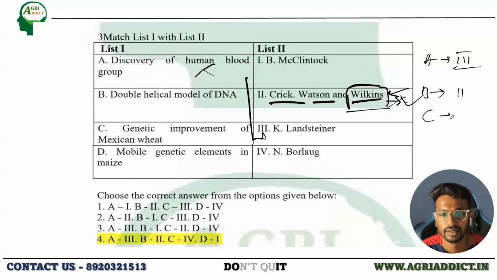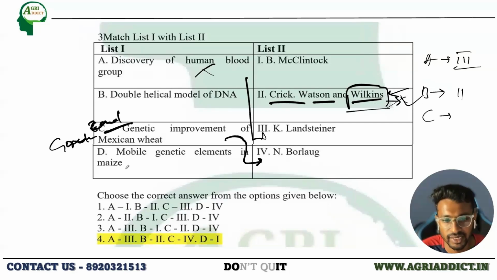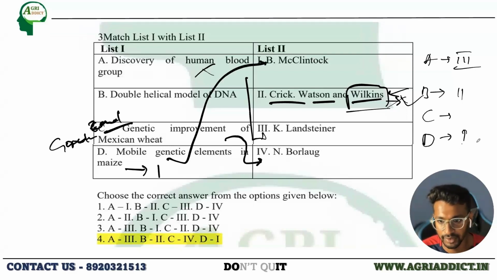And next, the genetic improvement in Mexican wheat. It was by Green Revolution. It is all about the Green Revolution. It was Norman E. Borlaug. Next, mobile genetic elements in maize, which I have discussed. It's McClintock. So D for A.